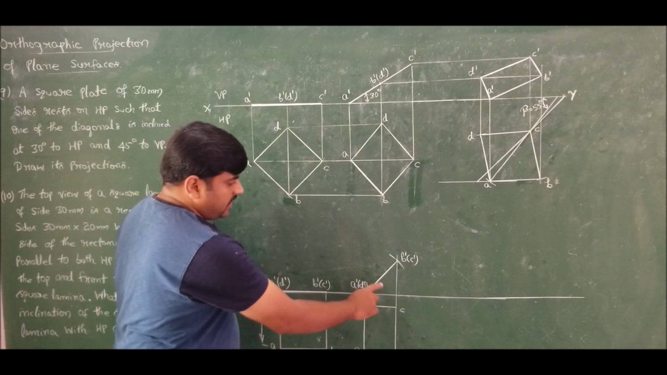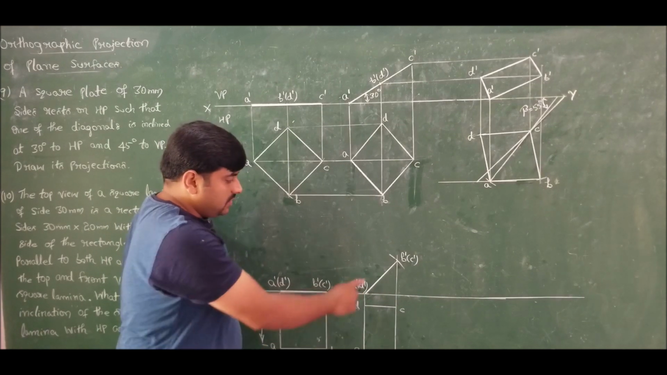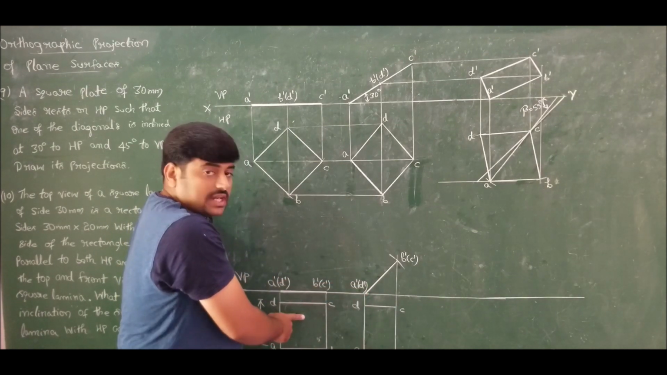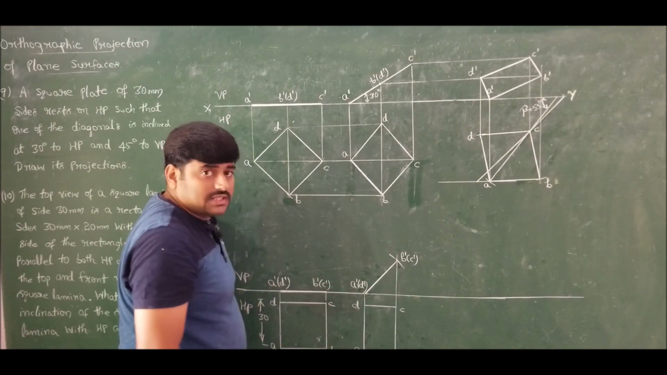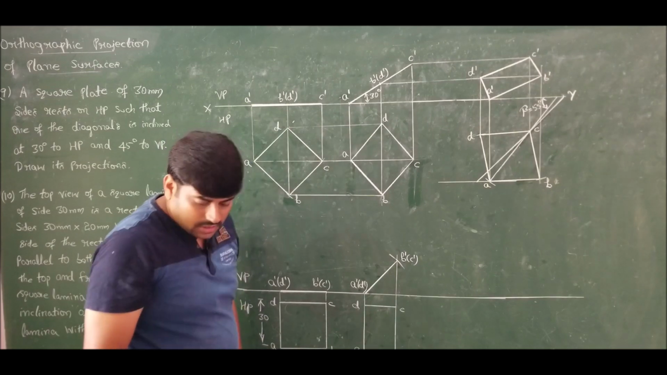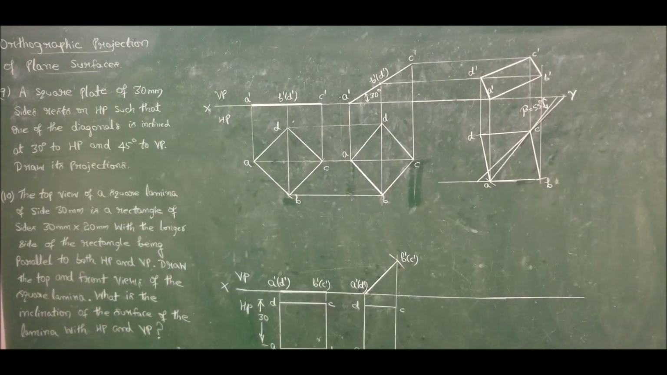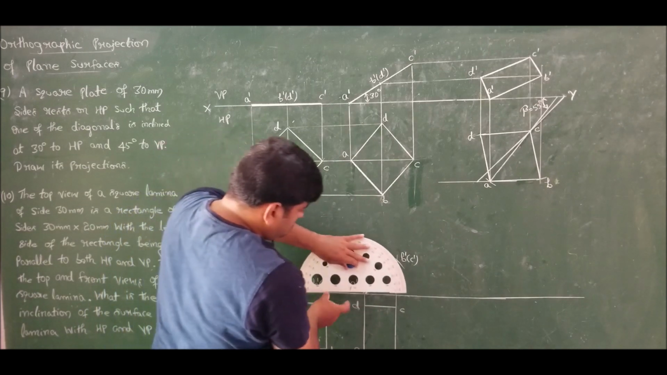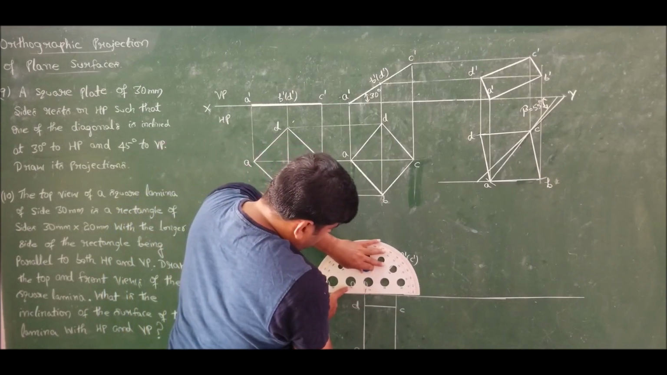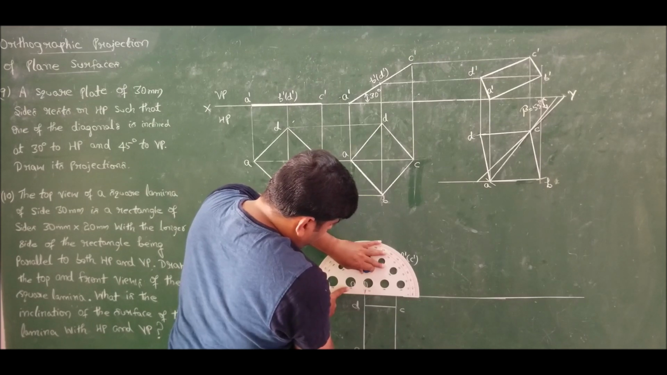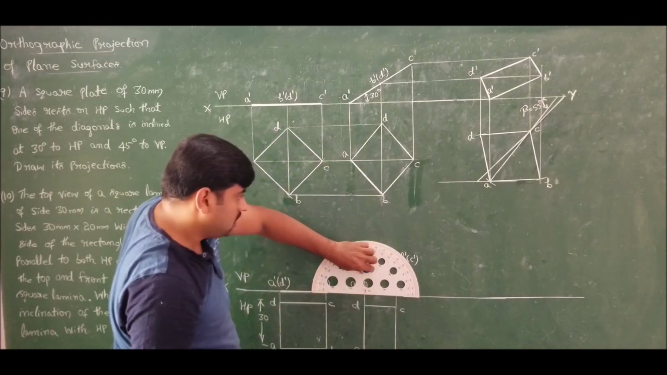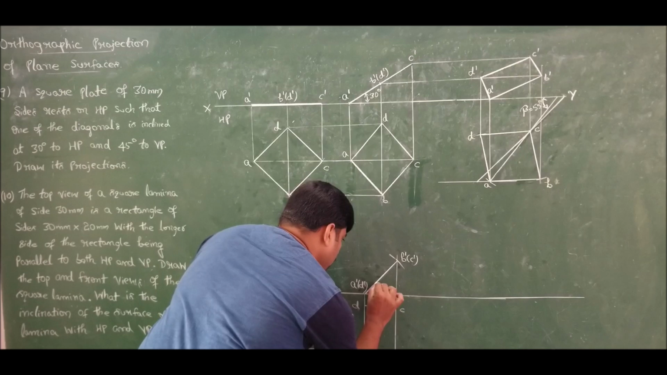Now I can measure and find out what is the inclination to make this square lamina look like a rectangle of 30 cross 20. How much is the inclination? The inclination is found to be 48 degrees.